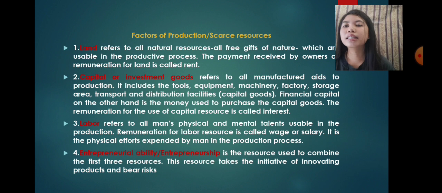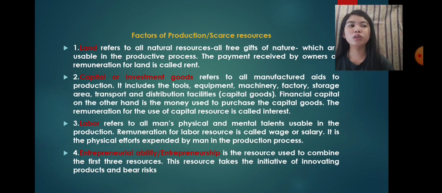Then second is capital or investment goods. It refers to all manufactured aids to production. It includes the tools, equipment, machinery, factory, storage area, transport and distribution facilities, and other capital goods. Financial capital, on the other hand, is the money used to purchase the capital goods. The remuneration for the use of capital resources is called interest.